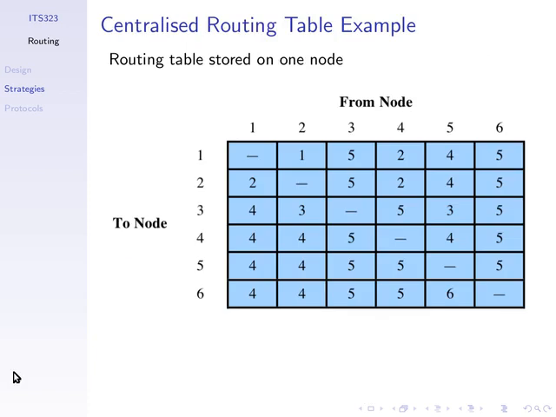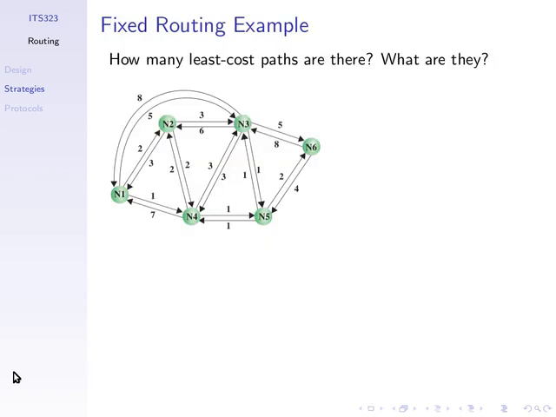So here's a routing table. As an example, find the routing table for node 1. That is, Node 1 needs to know the path to all possible destinations, the least cost paths. And from that, you can construct a routing table. Try and construct the routing table for Node 1. Try it yourself.